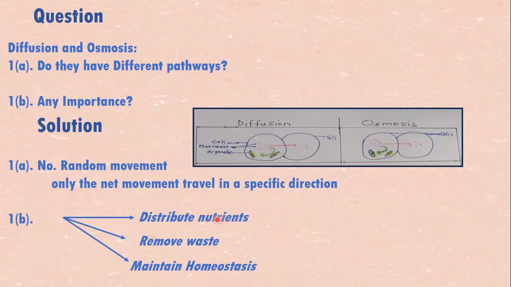The importance of it, yes, is to distribute nutrients, remove waste, and to maintain the internal environment of the cells constant. That is homeostasis. Well, this is what we have.